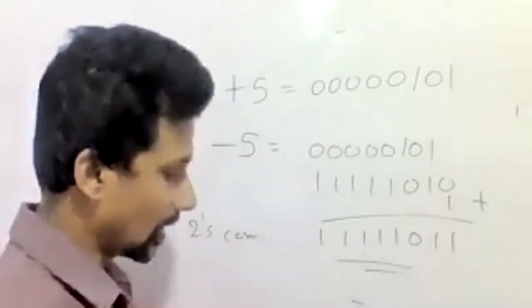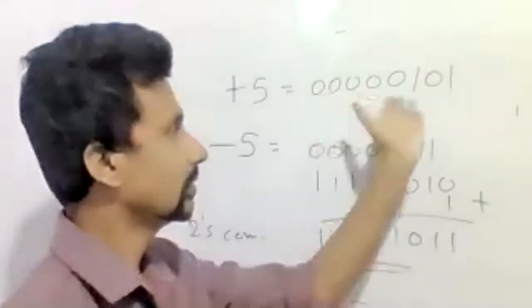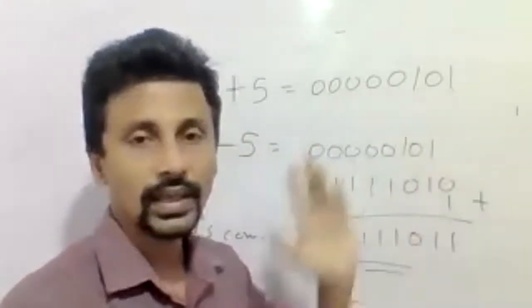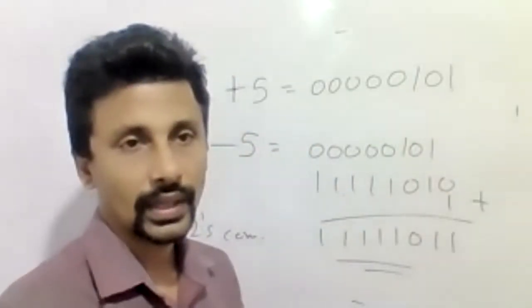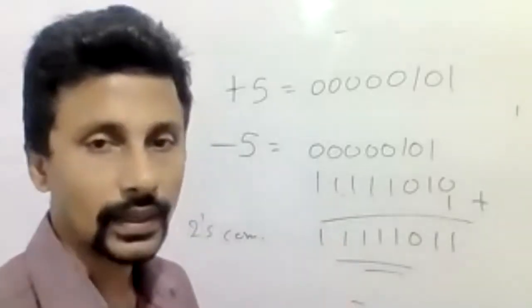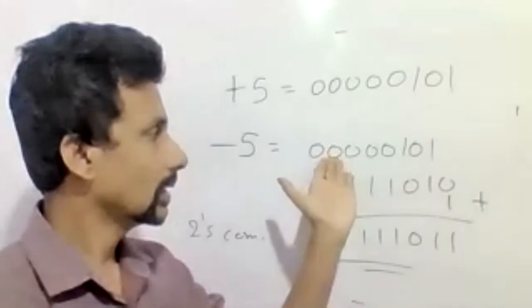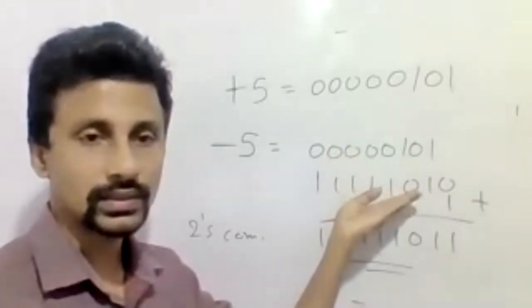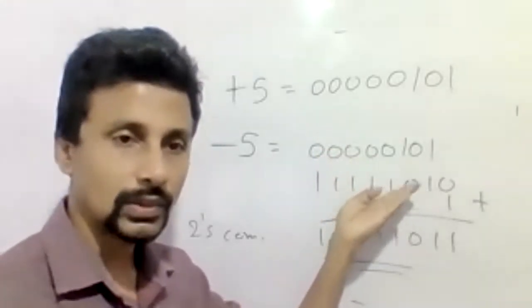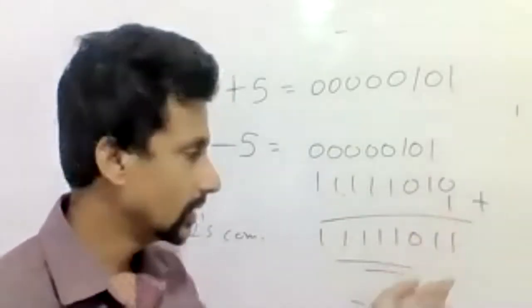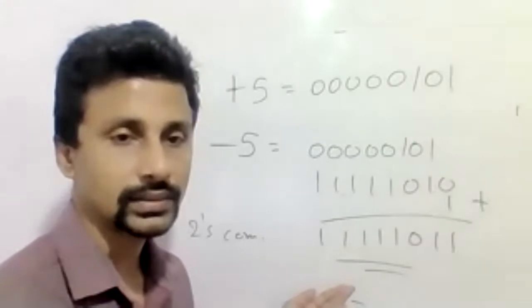Now for positive values, in both 1's complement and 2's complement, we are just keeping the binary value with 8 bits. But for negative values, if it is 1's complement, you just have to invert the bits. If it is 2's complement, you have to add 1 to this LSB. That is the difference, then you are getting the answer.